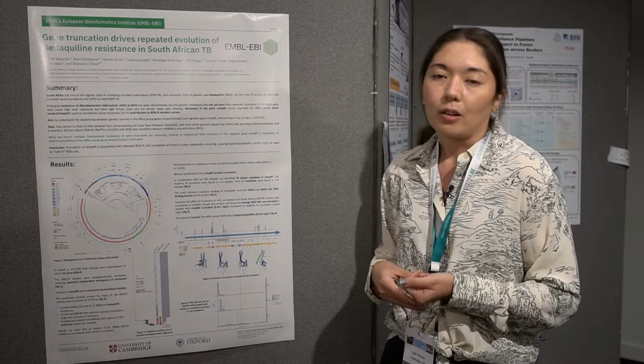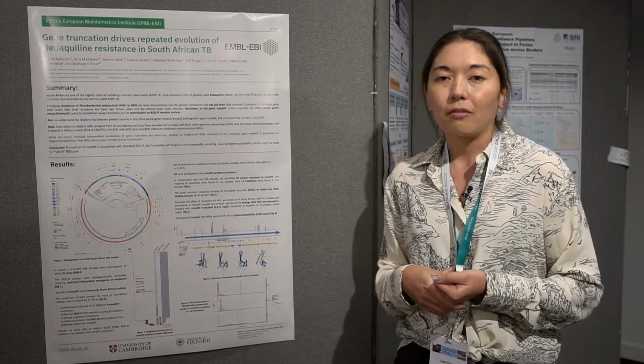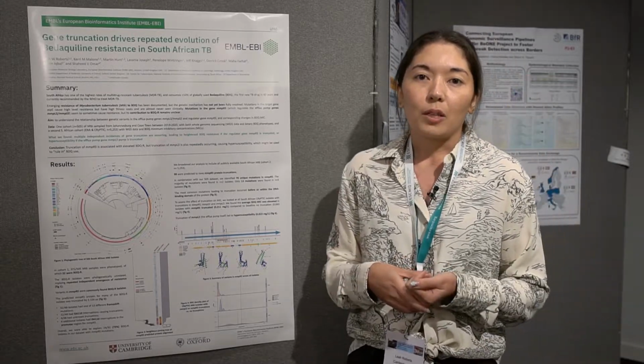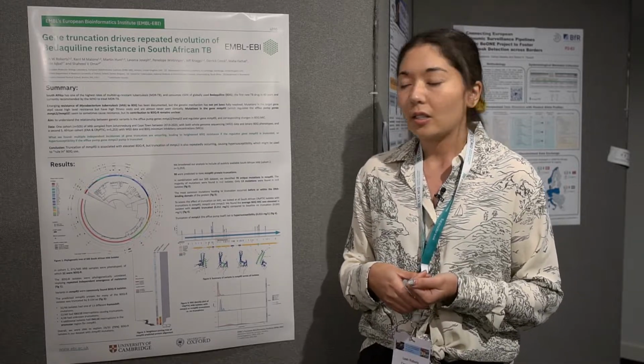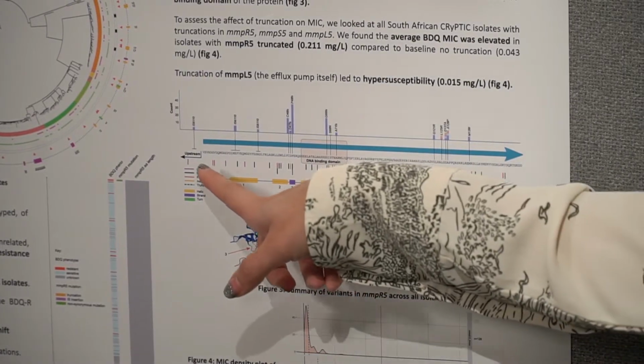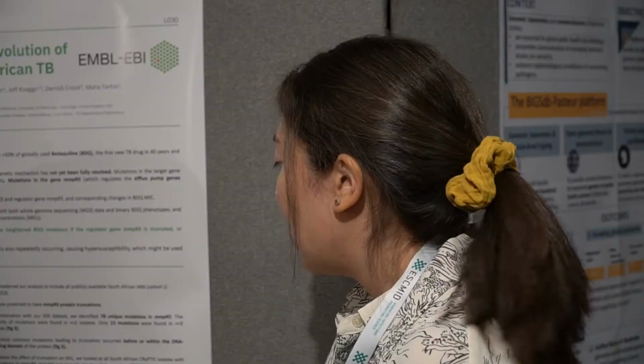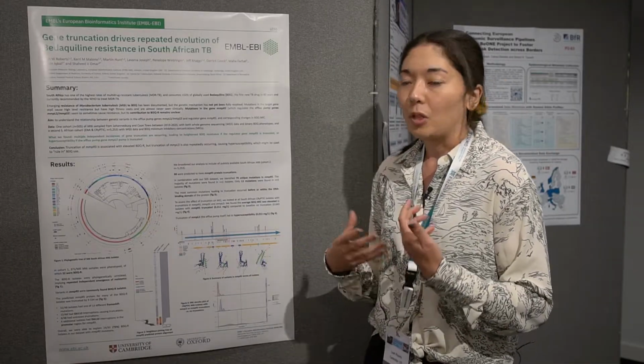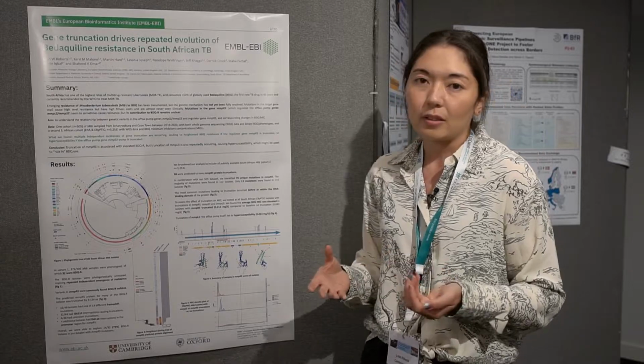And we went to see how many truncations in MMPR5 we could find in this data set. It was only about 100, but we were able to characterize all the different mutations we saw in MMPR5. And more often than not, we saw frame shifts leading to truncations. And by plotting it onto MMPR5 and looking at the different domains of the protein, we could see that truncation was happening quite often before the DNA binding region, which supported our hypothesis that truncation of this protein was leading to inactivation of the negative regulation of the efflux pump.